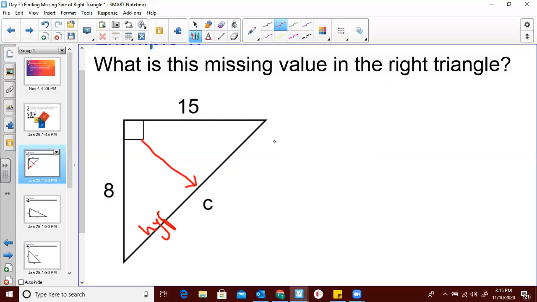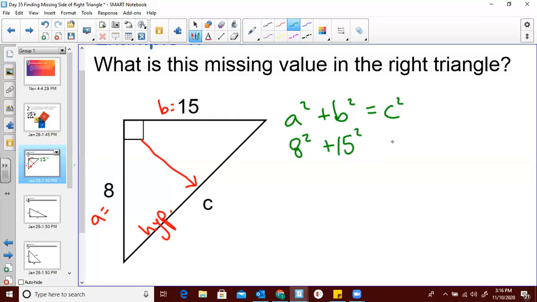So this right here is my hypotenuse, and I'm just going to abbreviate it for the sake of writing. That means this can be my A and this can be my B, and I'm looking for C. We know that our formula is A squared plus B squared equals C squared. Let's start plugging in what we know. We know A is 8, so that's going to be 8 squared. We know B is 15, so that's going to be 15 squared. But we don't know what C is, so we're just going to keep C as C squared.